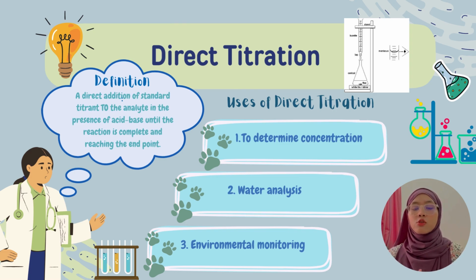First is to determine concentration. It is used to determine the concentration of an unknown solution by reacting it with a titrant of known concentration. Number 2 is water analysis. It is used to measure the hardness, alkalinity, and chloride content in water sample. And number 3 is environmental monitoring. Direct titration is used to analyze pollutant and contamination in environmental sample such as soil and water.